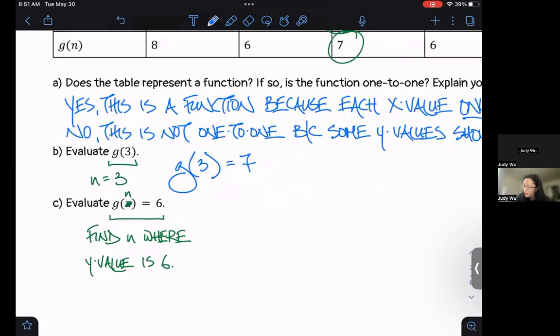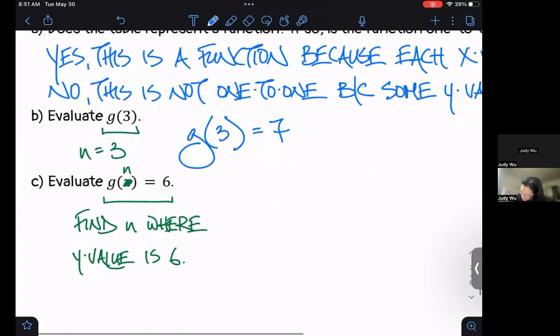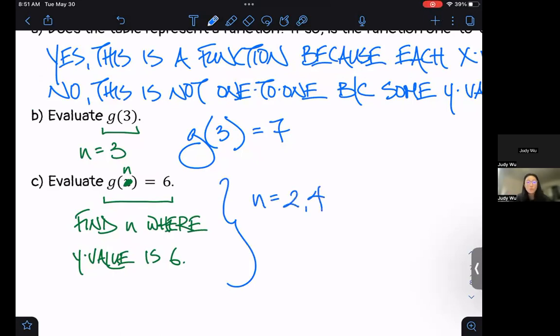Let's look at the y value column. Where do we see 6? Well, I see it here, and I see it here. That means that n could be 2, or it could be 4. Okay, so we can say that n equals 2, 4, and that means in both places, the y value of this function is 6. Okay.